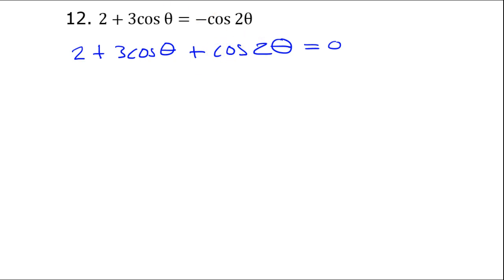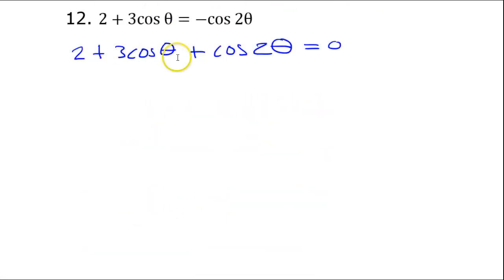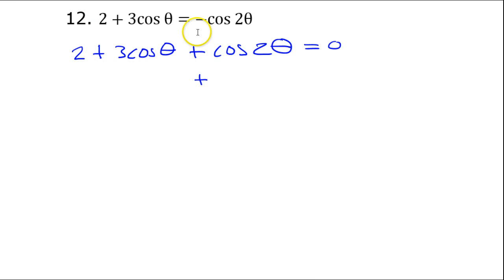Now, cosine 2 theta, we can go ahead and use the identity to do the substitution. Well, let's be careful. There's 3 different versions to choose from. The rest of the problem has cosine in it, so I'm going to pick the version that does cosine. So I'm going to replace this with 2 cosine squared minus 1. So here I will have 2 cosine squared theta minus 1. And I'll just bring the rest of this down.